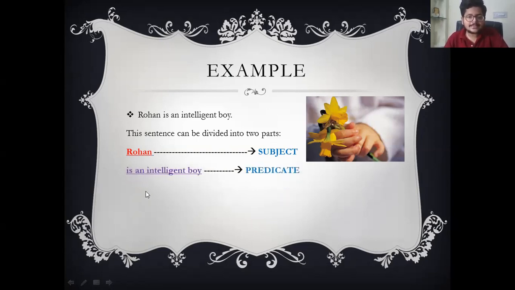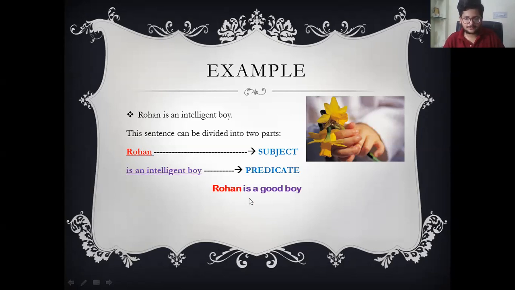Next, is an intelligent boy. That is the predicate. Because what is being described about Rohan? That Rohan is an intelligent boy. So, is an intelligent boy will be the predicate. The sentence is talking about Rohan, so Rohan will be the subject. And what is being talked about the subject? In this sentence, what is being talked about Rohan? That he is an intelligent boy. So, is an intelligent boy will be the predicate. See here.